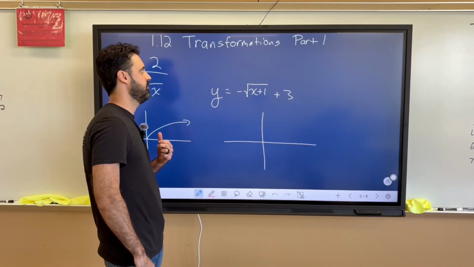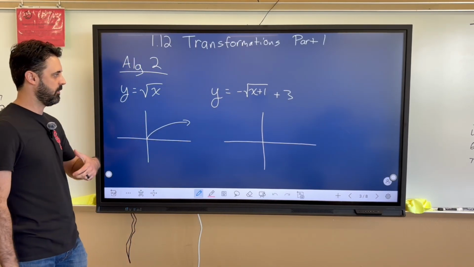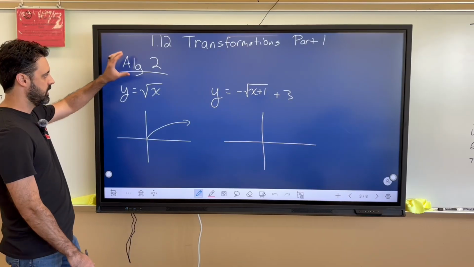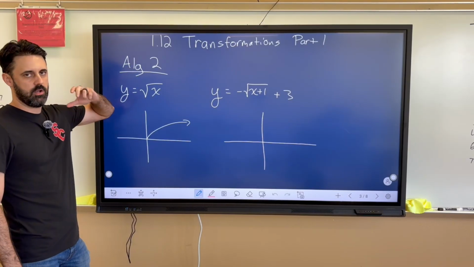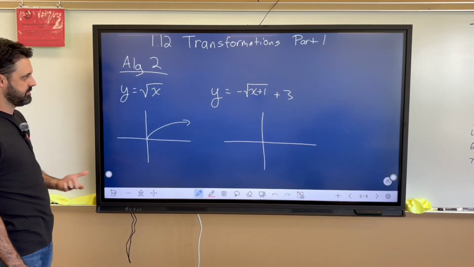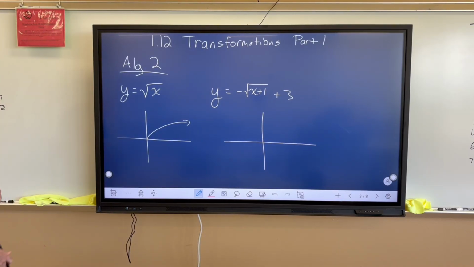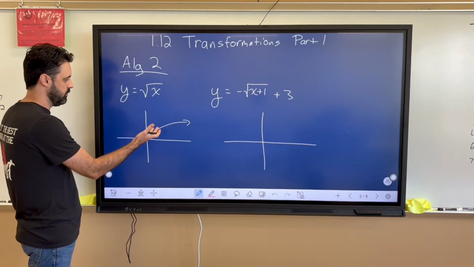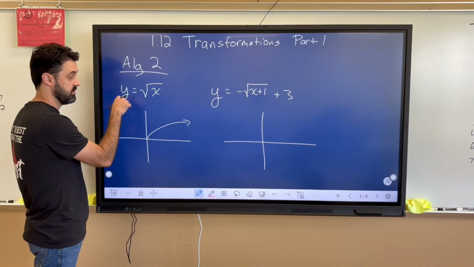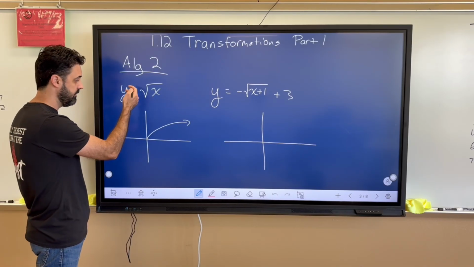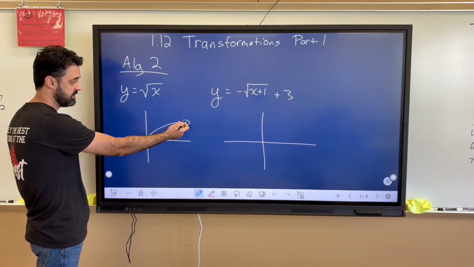All right, everybody, section 1.12, transformations, part one. So I want to review a couple things right at the beginning here that we learned in a previous math course whenever you took Algebra 2. In Algebra 2, we memorized graphs of different types of functions. For example, we had a square root graph, which we memorized looked like this function right here.